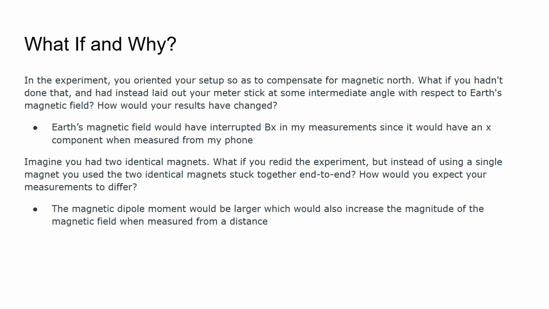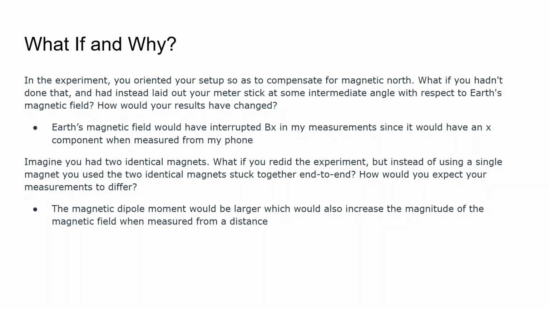What if and why? In the experiment, you oriented your setup so as to compensate for magnetic north. What if you hadn't done that and had instead laid out your meter stick at some indeterminate angle with respect to Earth's magnetic field? How would your results have changed? Earth's magnetic field would have interrupted Bx in my measurements, since it would have had an x component when measured from my phone.